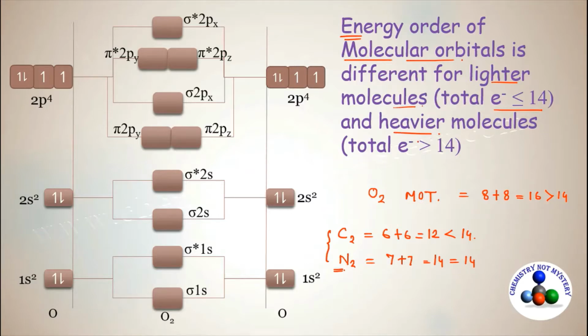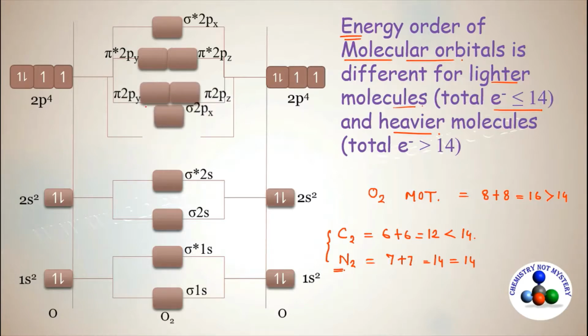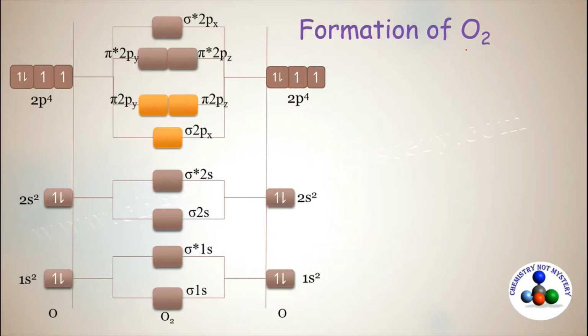And for a heavier molecule, there is a change in the energy order of molecular orbitals. There is only a little bit of change. Sigma 2px has lower energy than pi 2py and pi 2pz. So this is the only difference between the molecular orbital diagrams of lighter and heavier molecules. Now this molecular orbital diagram can be used for a heavier molecule like O2. So let's discuss the formation of the O2 molecule.